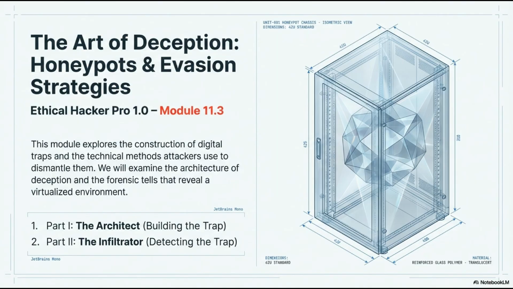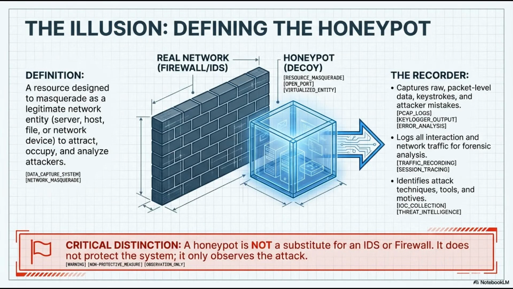We're going to cover both sides of this coin. Yeah, that's right. First, the architect, how you build these things. And second, the infiltrator, how a smart attacker spots the fake and gets around it. So if you're ready, we're starting right at the top. Let's go straight to slide 2, titled The Illusion. We need to define what a honeypot actually is.